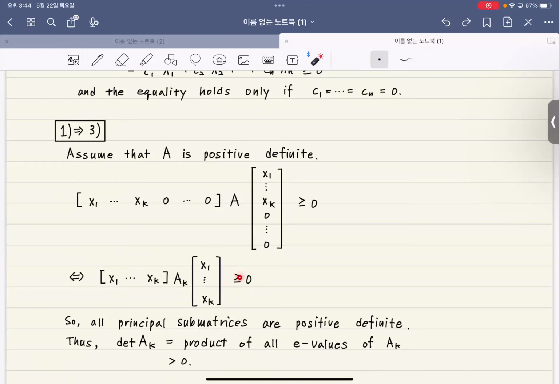Also this equals 0 if and only if x1 to xk equal 0, right? So that implies this principal submatrix Ak is also positive definite, right?